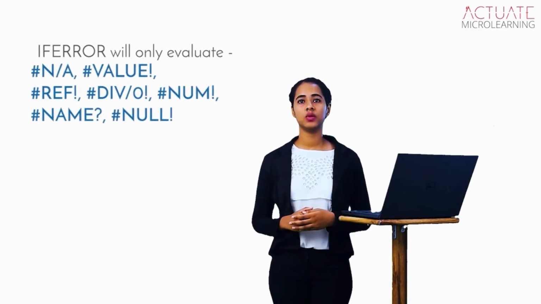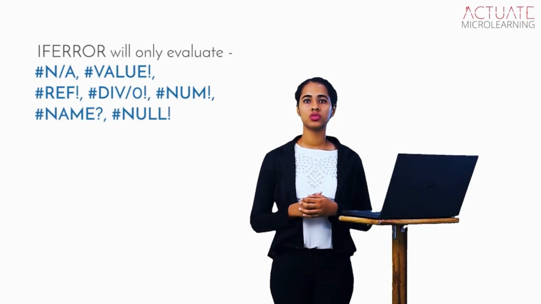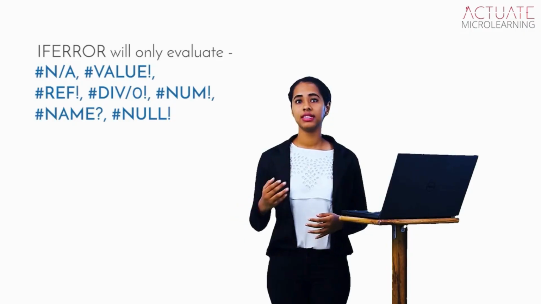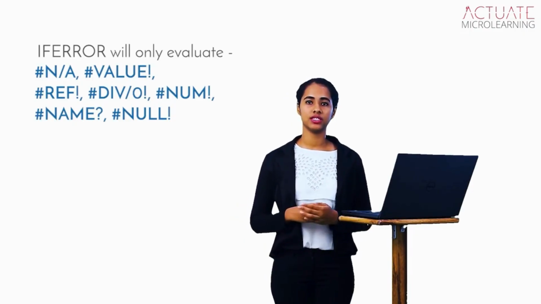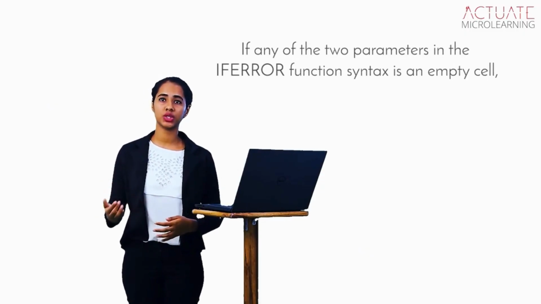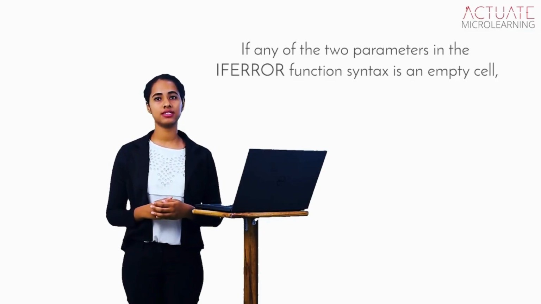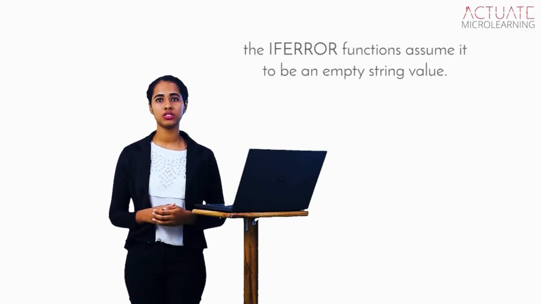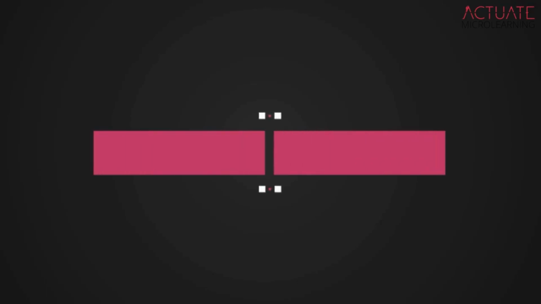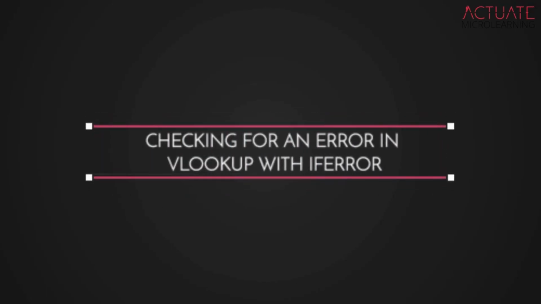Points to remember are, IFERROR will only evaluate the following. So, if the function returns a value if error, then the error belongs to any of these. If any of the two parameters in the IFERROR function syntax is an empty cell, the IFERROR function assumes it to be an empty string value. Checking for an error in VLOOKUP with IFERROR. Let us implement the IFERROR function.